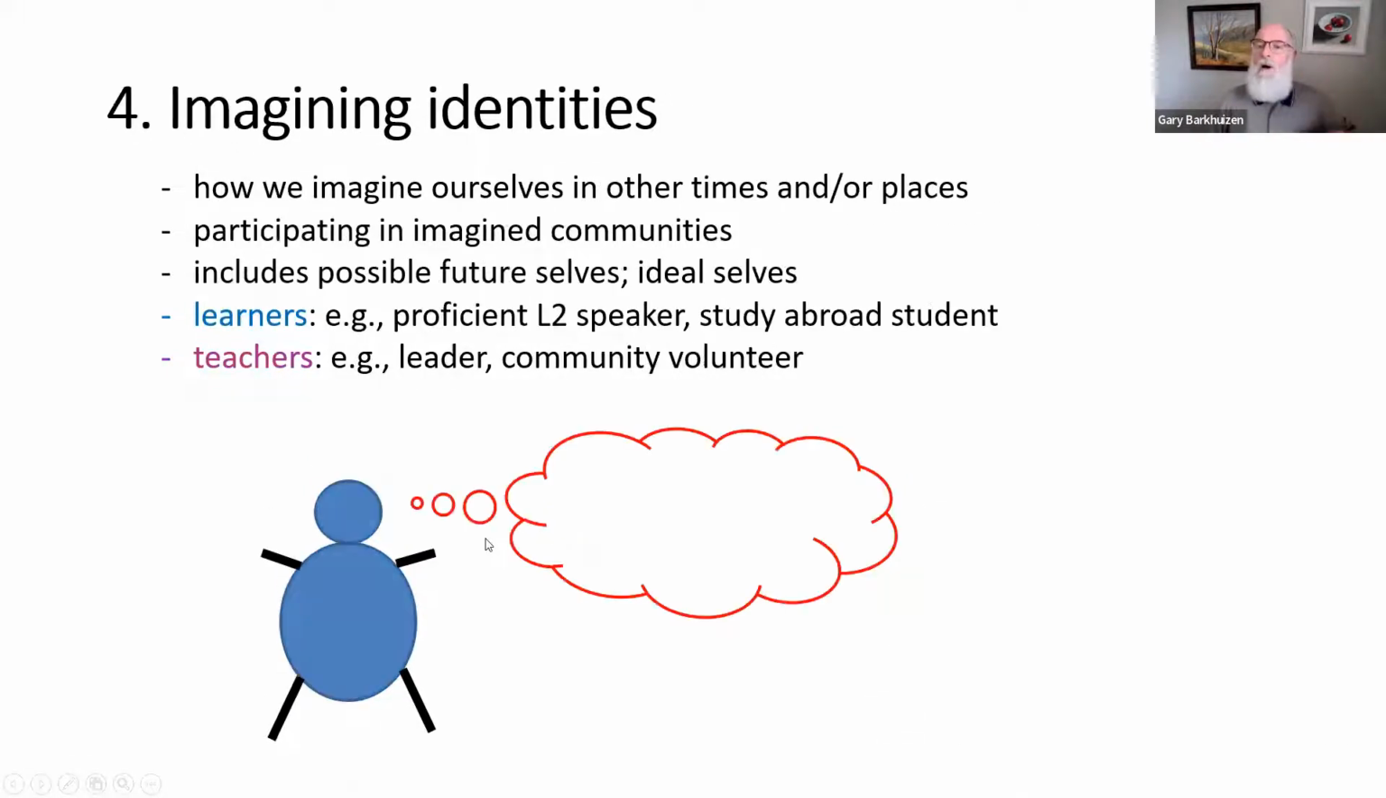And then the last part of the book is imagining identity, how we imagine ourselves in other times or other places, in other social spaces, for example, participating in imagined communities. So it's thinking about ourselves, imagining, reflecting on ourselves and who we are in other places, in other times, with other people, and so on. And these could also include future selves or ideal selves, that some of you may be familiar with some of that literature as well.